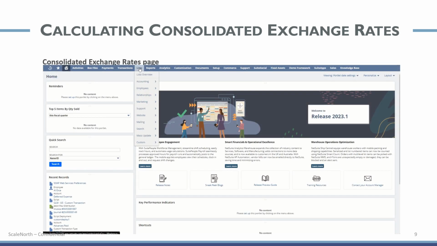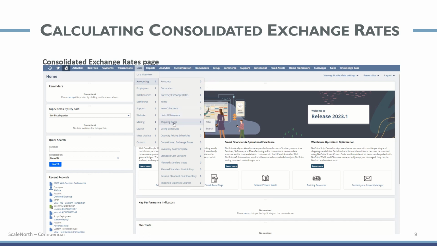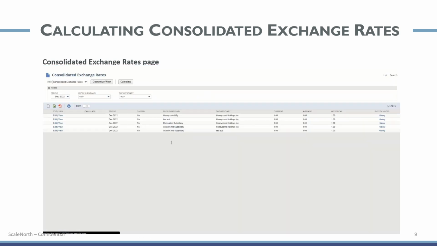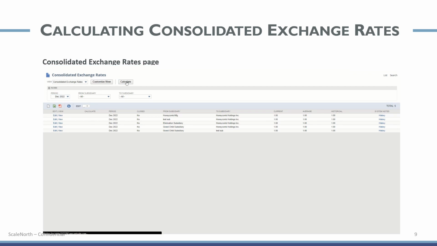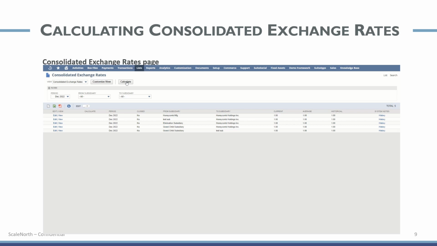Another way to calculate your consolidated exchange rate is by navigating to Lists, Accounting, and then Consolidated Exchange Rates. On this page, narrow down to a specific accounting period and then click the Calculate button. After the page refreshes, it should automatically calculate your consolidated exchange rate for the period.